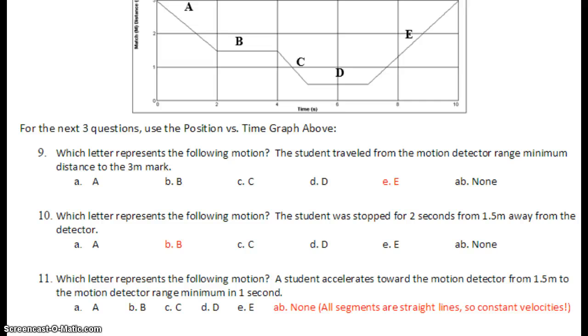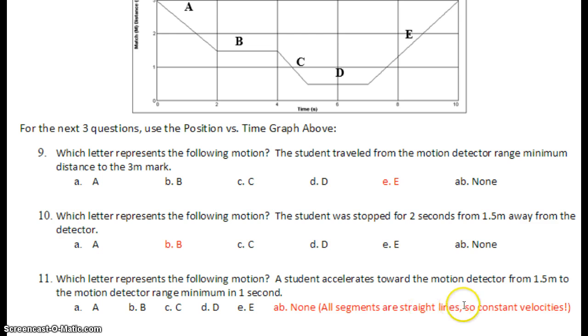Which letter represents the following motion? A student accelerates toward the detector from 1.5 meters to the motion detector range minimum in 1 second. Well, 1.5 meters away to the range minimum right here in 1 second. Let's see, so which letter? So you would answer this because this straight line implies it was a constant speed, not an acceleration. So answer A, B here, none.